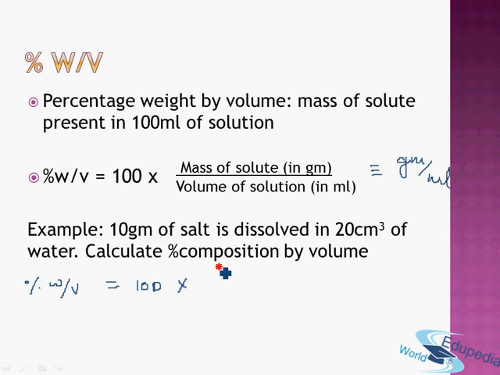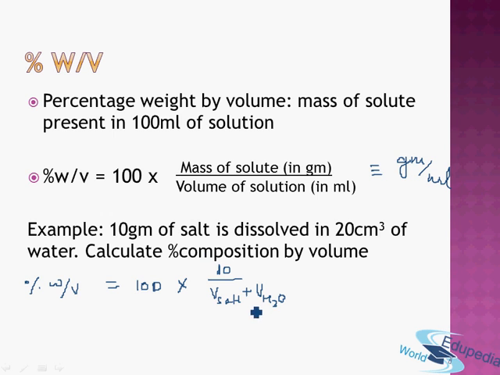So 100 multiplied by 10 gram of salt divided by the volume of solution. Now what is the volume of solution? It is the volume of salt plus the volume of water. You know that the volume of water is 20 centimeter cube, it is given in the question, but you do not know the volume of salt. Because we have to add the volume of both solute and solvent, and I do not know the volume of salt, you cannot make further calculations in this question.